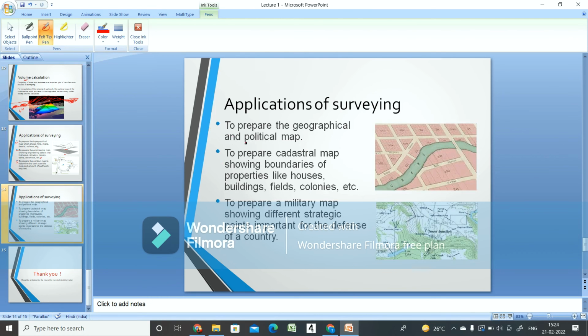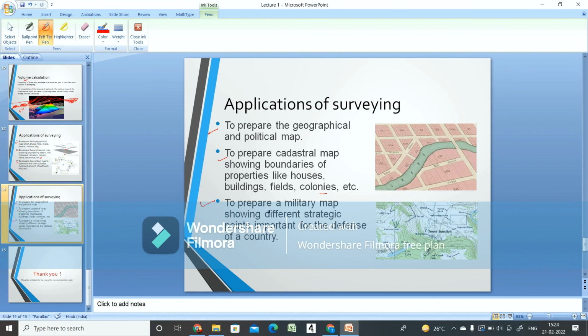Now the next one is to prepare the geographical and political map, and to prepare the cadastral map showing the boundaries of properties like houses, buildings, fields, colonies, etc. You can see that this is the topography map, which is showing the plot areas and their boundary lines. Such a map is called a cadastral map. It is again very useful to identify the boundary lines and the property lines, etc. It is very useful there.